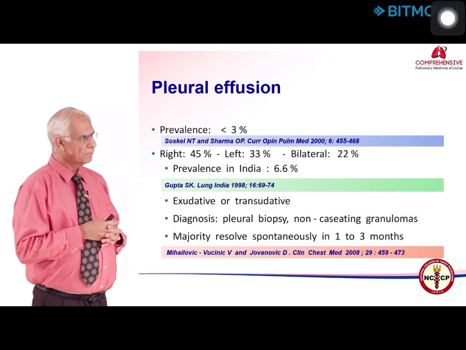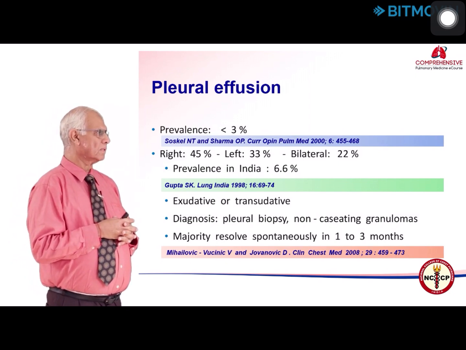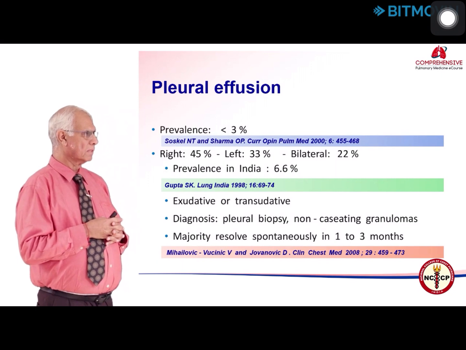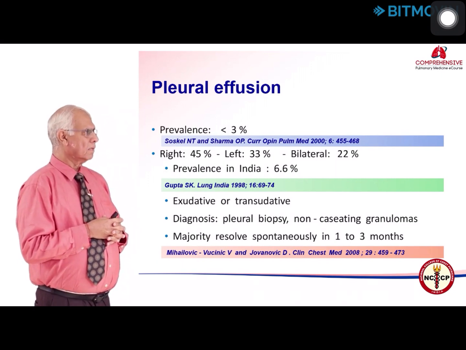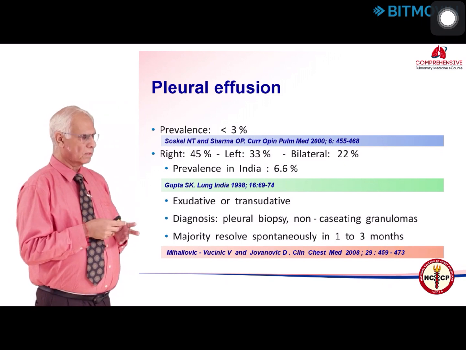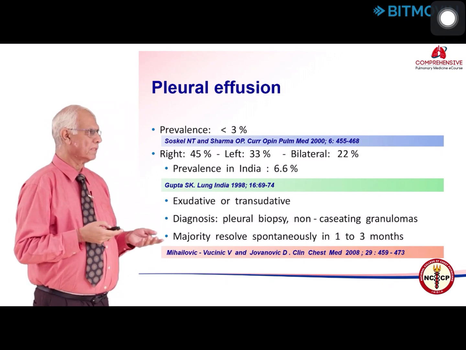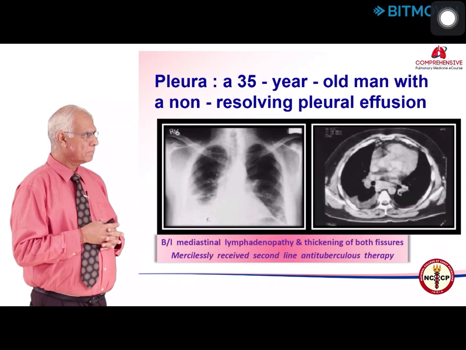This can be exudative or even transudative. Diagnosis is established on pleural biopsy with demonstration of non-caseating granulomas. Majority resolve spontaneously in 1 to 3 months, or with treatment when you treat patients of sarcoidosis.